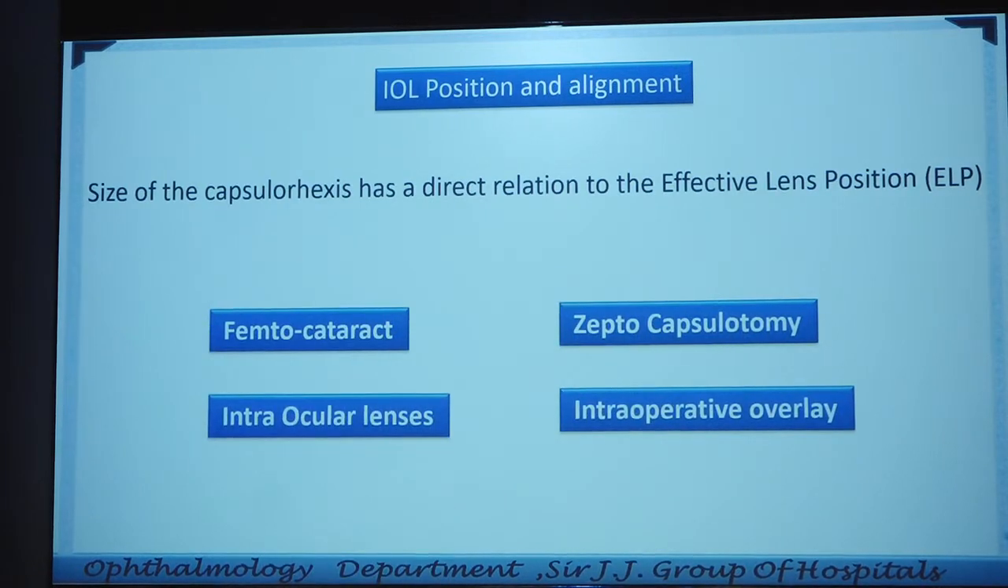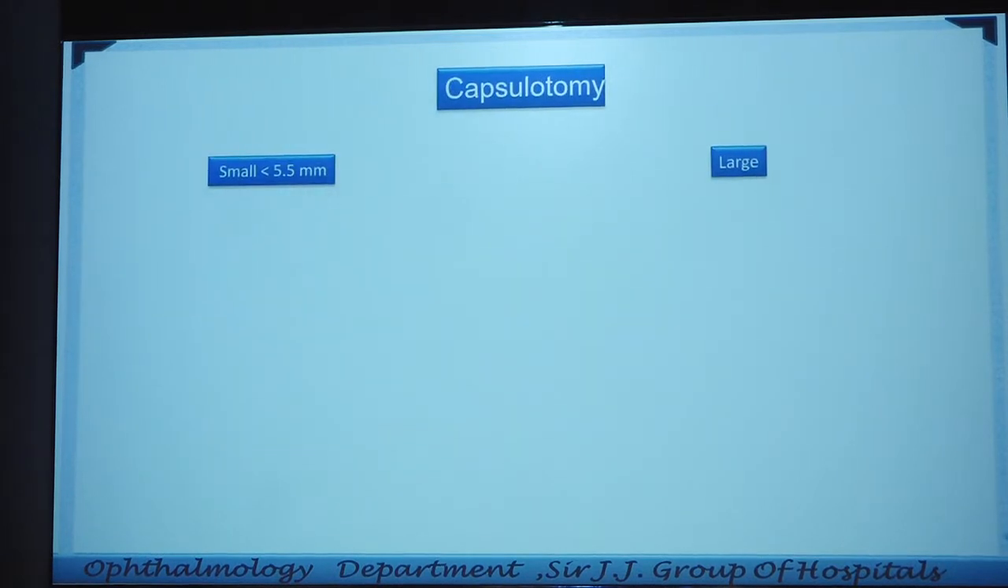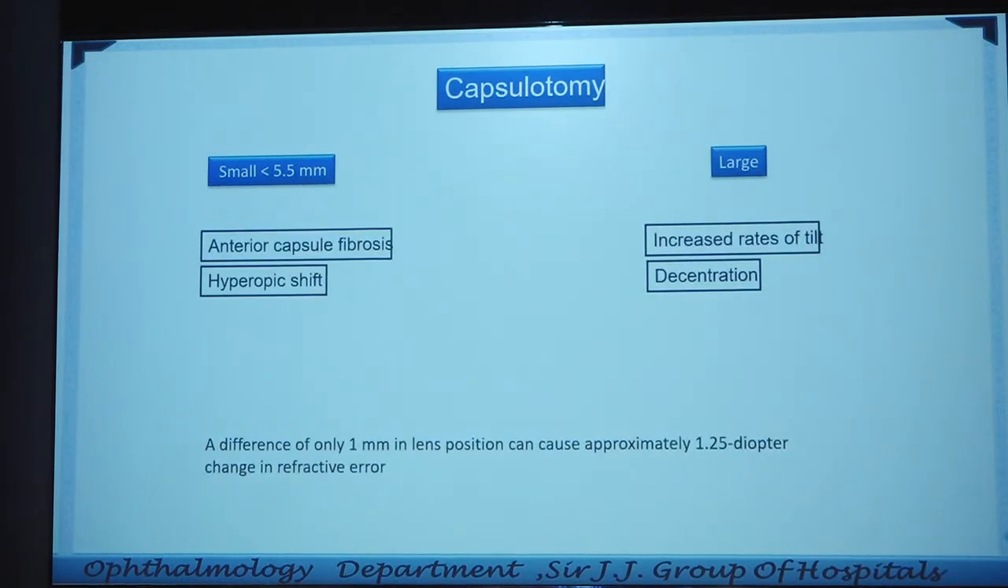The second thing is femto cataract, capsulotomy, intraocular lenses, intraoperative overlay, so many things are there. And then capsulotomy should be 5.5 or slightly larger, because you are removing the lens out. Anterior capsule fibrosis or fibrotic shift occurs when it is less than 5.5, with increased rates of tilt of the lens or decentration. So the size should be proper.